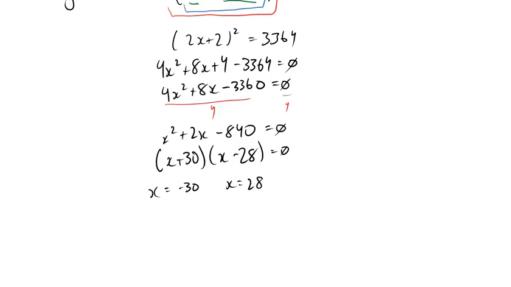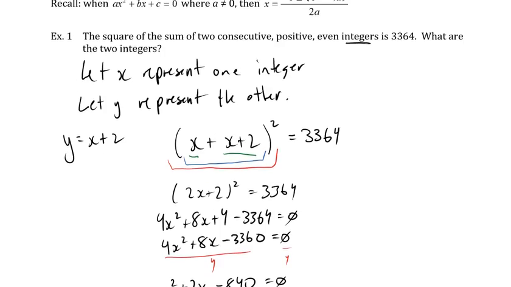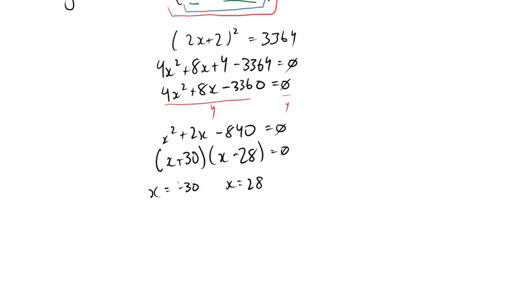And here's where I got to go back, and you always have to interpret your answer. This one's not about lengths. It's not about number of students, not about people or cookies or anything like that. It's just integers, but it says right in the question that they have to be positive. So just because of that, I know that this one is inadmissible. Which means my answer is 28, and the next consecutive even integer, which is 30.